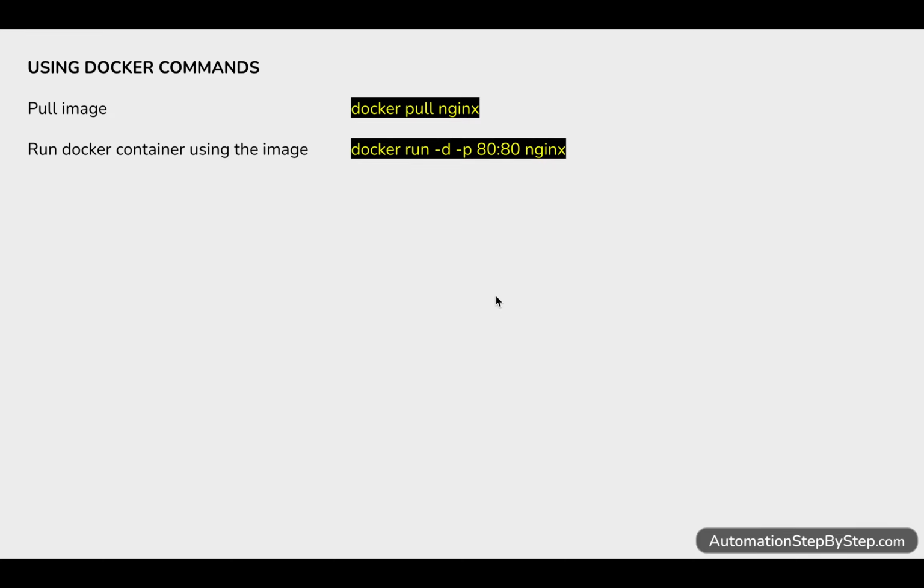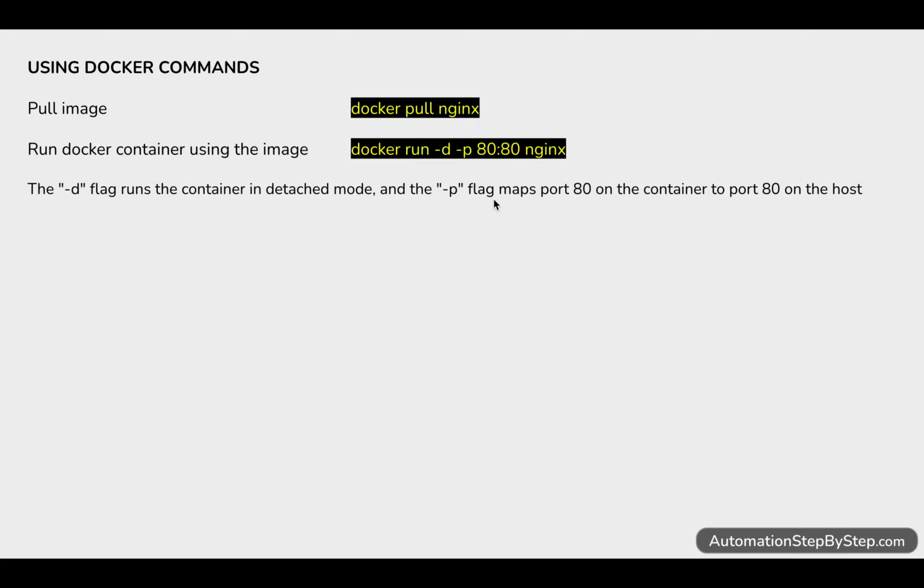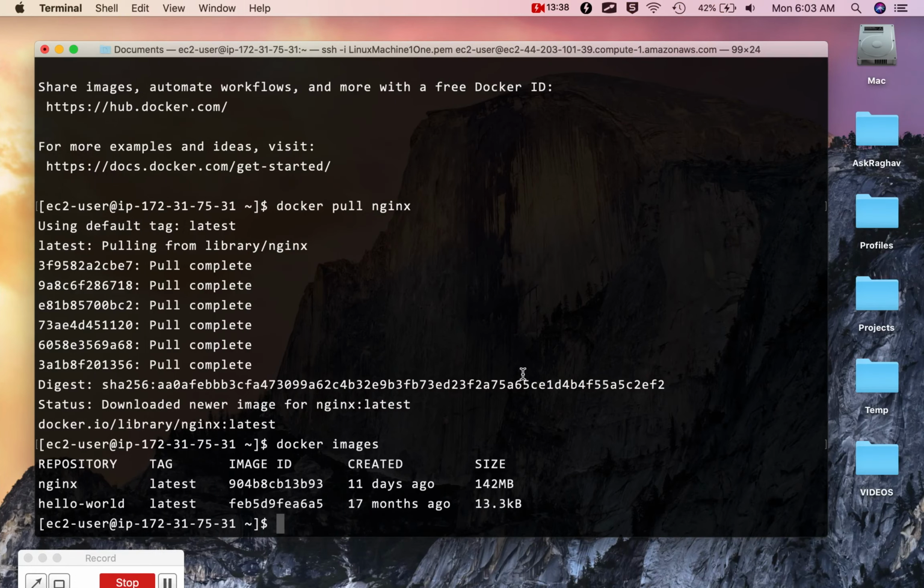Then to run a docker container using the image, we can say docker run and the image name. Now here we are using the -d and -p option so that we can start the docker container in detached mode, and then the -p flag maps port 80 of the container to port 80 of the host, which is our machine. So do not worry about all this. As of now, let us just run and check.